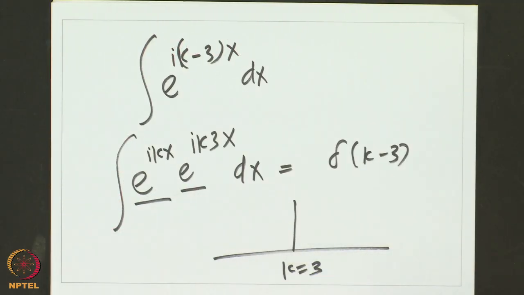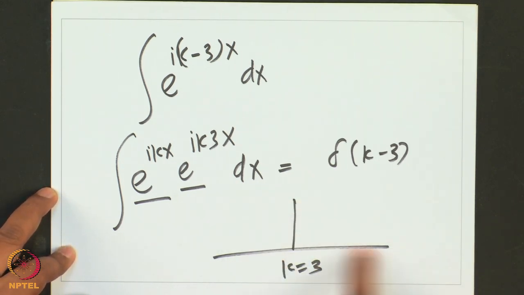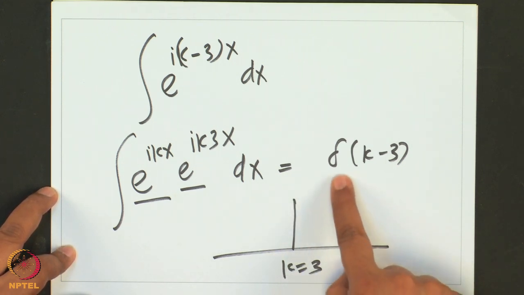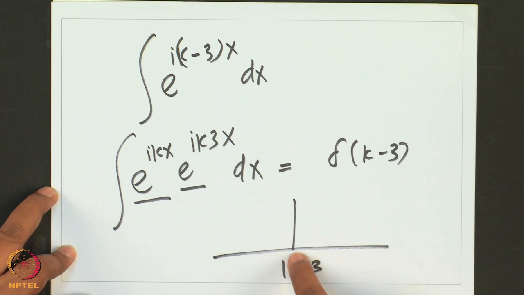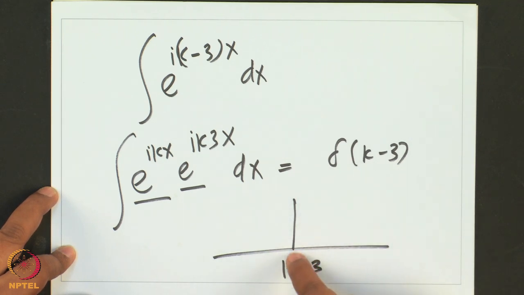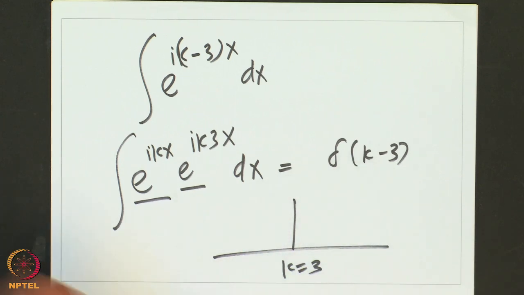Delta of k is called a Dirac delta function, which has value only at that point. Everywhere else it is 0. So such single peak functions are called Dirac delta functions, and delta of k minus 3 means a peak at k equal to 3 alone. Delta of x minus a means a peak at a alone. So this function is what is plotted here.